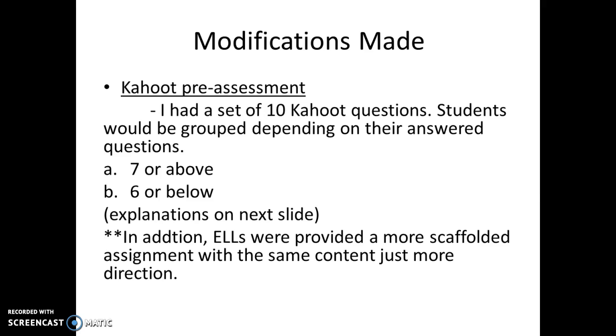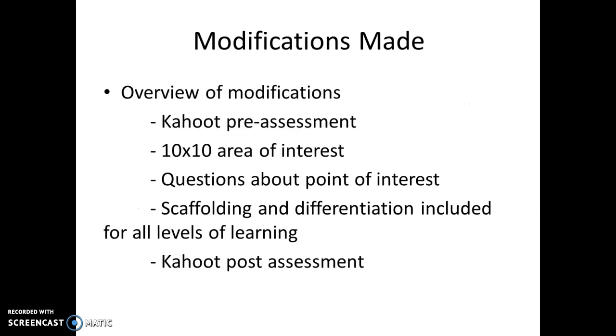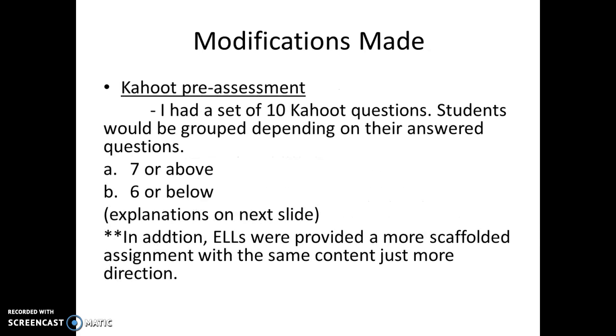So for the Kahoot pre-assessment, I'm going to go through each one of these modifications, each one of these bullet points. You're going to see them underlined here as well. So here's the Kahoot pre-assessment. There are just 10 Kahoot questions. If you're not familiar with Kahoot, it's an online program. Students sign in on their phone, or if they can't get it on their phone, they can at least look at a neighbor's phone. My students had phones, so they were able to do this. They plug it in on their phone, and then it gives them feedback on the board as to what the right answer was.